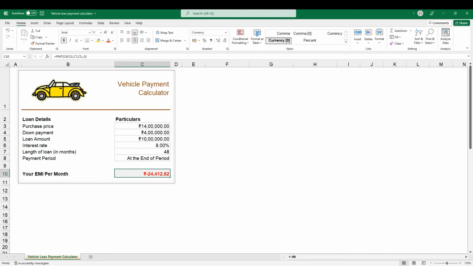To check whether the EMI value is correct or not, you can visit any online website which automatically calculates EMI, reconcile the calculations, and let us know in the comment section below.